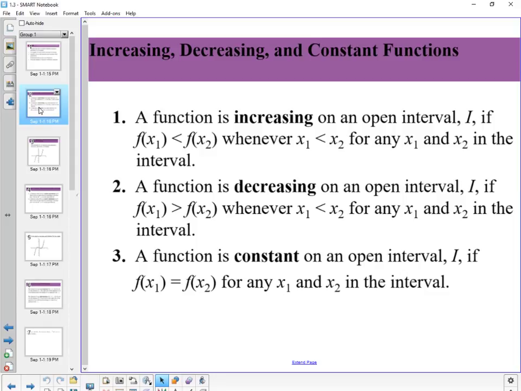Now, if they're the same, then the function is constant at that point, right? Yes? If I go from 2, 3 to 5, 3, has the function changed? No, it's just flatlined. And that's all this is saying. Okay.